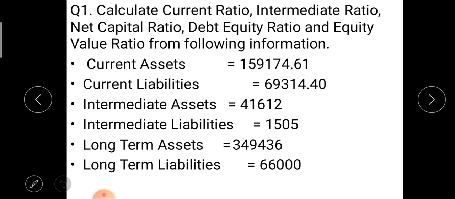So here is an example. Calculate current ratio, intermediate ratio, net capital ratio, debt equity ratio and equity value ratio from the following information. These are the data which is given: current asset, current liability, intermediate liability and long term liability. From this data you have to find out these 5 ratios. So one by one we calculate the different test ratios.